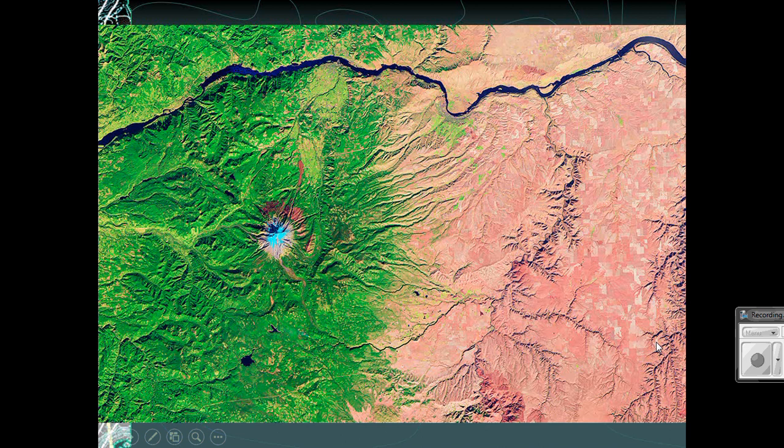Now, this isn't desert on this side of the Cascades. If you notice all these little squares in here, those are all fields. It's prairies, and it's actually an area where there's a lot of farming that happens in the eastern part of Washington and Oregon.